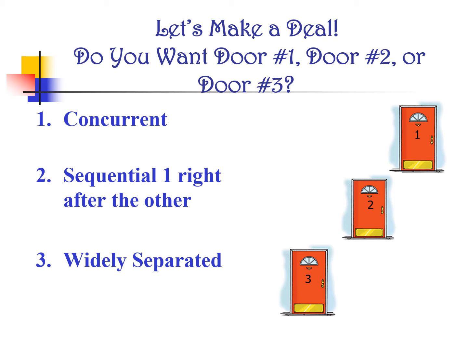So, when thinking about visually similar letters, letters that look similar, what do you think is the best way to go? Do you want door number 1, concurrent introduction? Door number 2, sequential, where one is introduced one day and the next is introduced the next day? Or door number 3, where those items are widely separated? I'm going to give you a couple of seconds to think about this, answer this question for yourself, and then I'll show you what the research says.